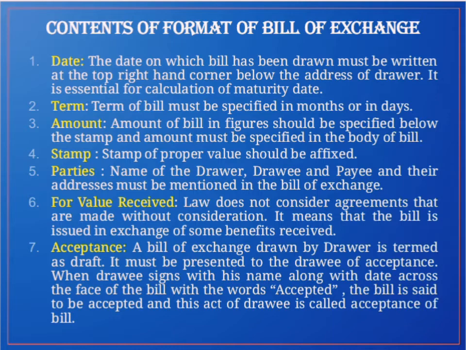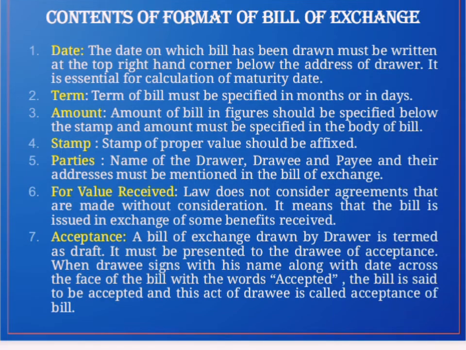Parties. Name of the drawer, drawee and payee and their addresses must be mentioned in the Bill of Exchange. For value received. Law does not consider agreements that are made without consideration. It means that the bill is issued in exchange of some benefits received. Acceptance. A bill of exchange drawn by drawer is termed as draft. It must be presented to the drawee for acceptance. When drawee signs with his name along with date across the face of the bill with the words accepted, the bill is said to be accepted and this act of drawee is called acceptance of bill.